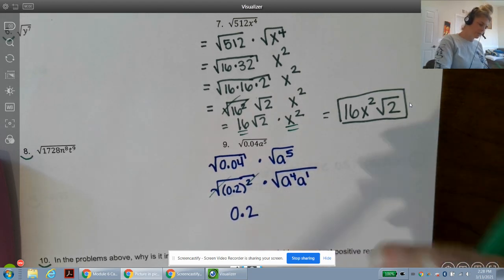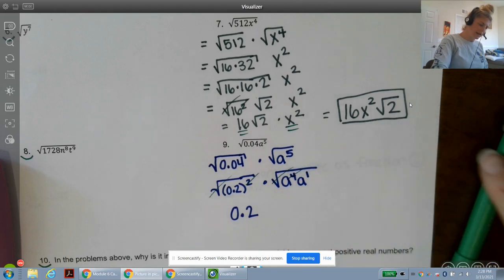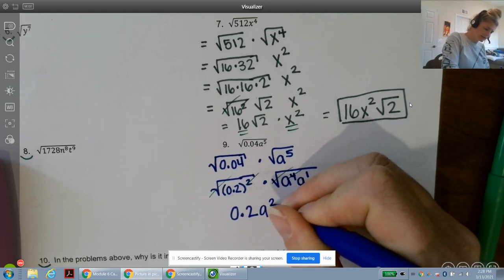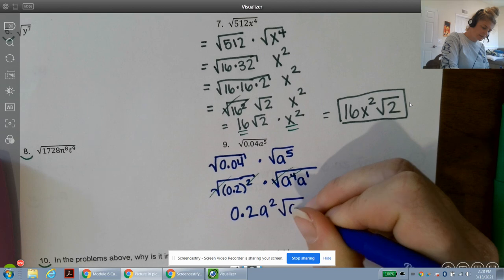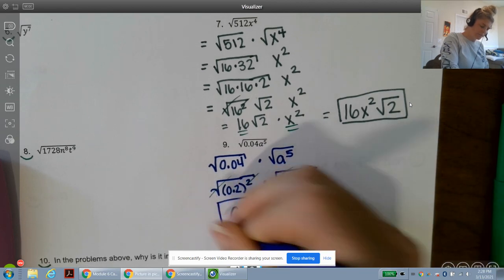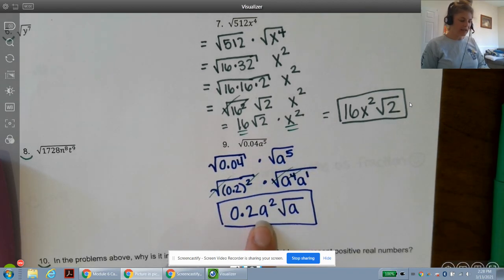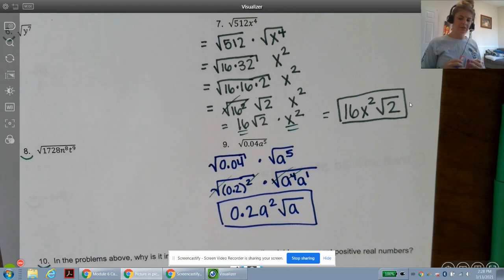And then a to the 4th, I can think about slicing that in half so it comes outside and it's an a squared. And what's left inside? Oh, just that square root a. So 2/10 a squared, square root a. Notice I don't have any parentheses or multiplication dots in my final answer. That is just how it is.